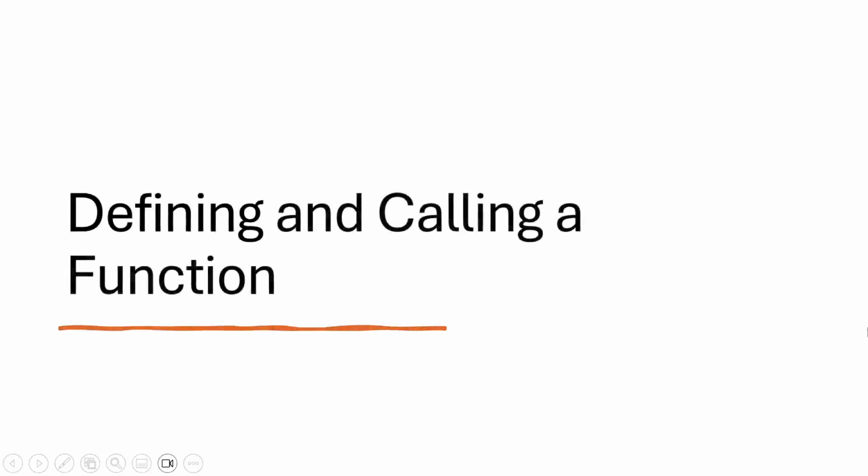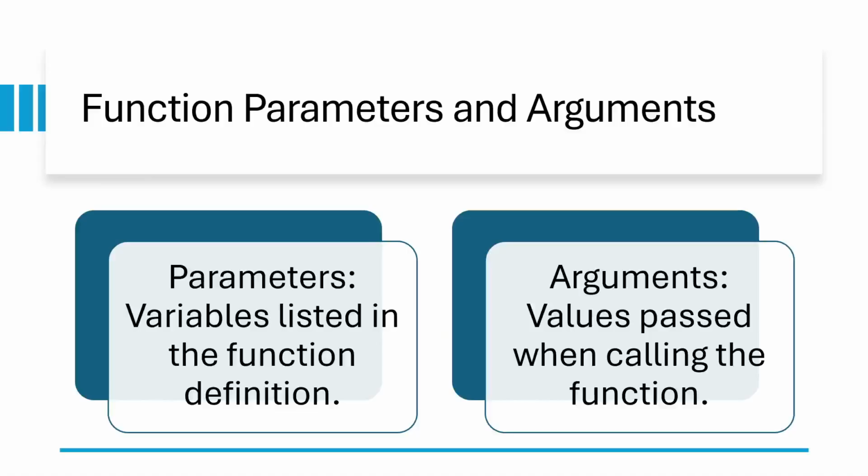Defining and calling a function. We will see how to define a function and call a function and use it. Function parameters and arguments. We will see how the parameters or arguments are used. Parameters are the variables listed in the function definition, and arguments are the values passed when calling the function.